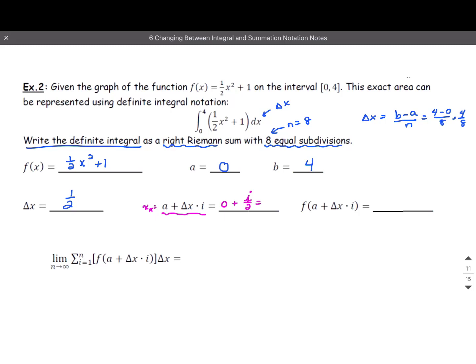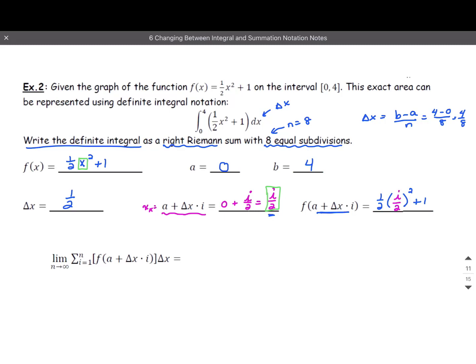What is 0 plus i over 2? It is i over 2. Now, we're going to take this value and substitute it into f. Now, f is the function 1/2 x squared plus 1. So every place there's an x, we're going to put this i over 2. So our function is 1/2 something squared plus 1, and the something is our i over 2.